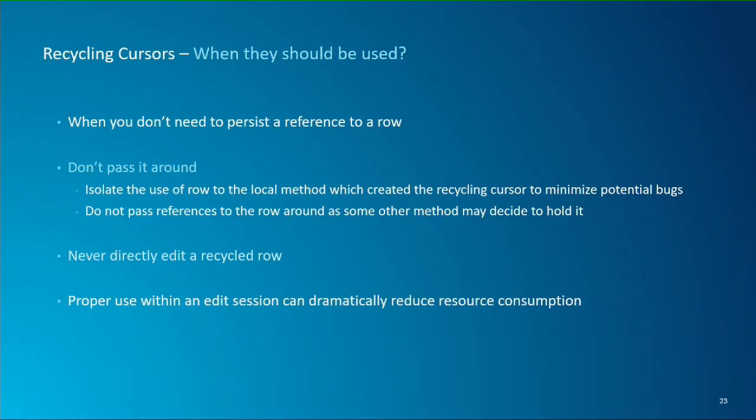One thing, you don't want to pass around rows that are returned from a recycling cursor, because oftentimes the clients of the particular method that's returning the row object will not consider the fact that these may be rows that were created through a recycling cursor. Okay? You don't want to do that.